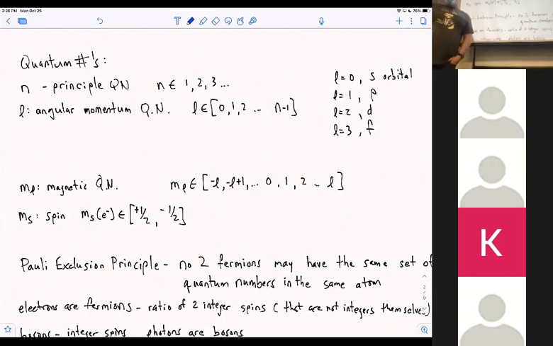Then the next quantum number that we have is the angular momentum quantum number. It can be integers, positive integers including 0, but it's bound by up to n minus 1, n being the principal quantum number. So once you set the principal quantum number, you can set the angular momentum quantum number. We have specific terms for it. When l, the angular momentum quantum number, is 0, we call that an s orbital.